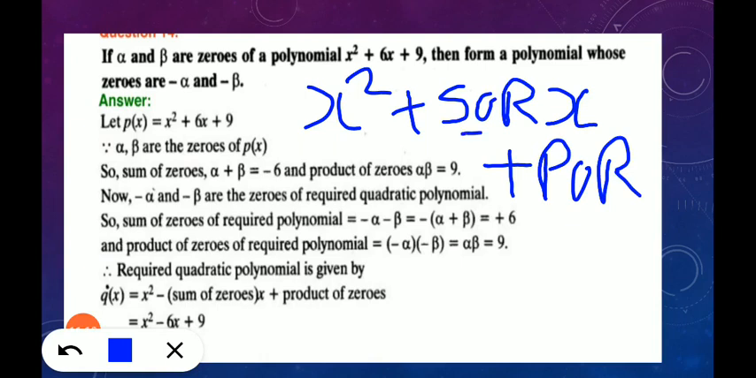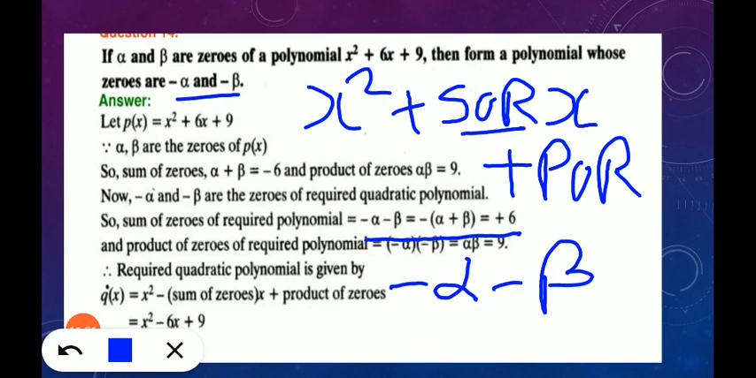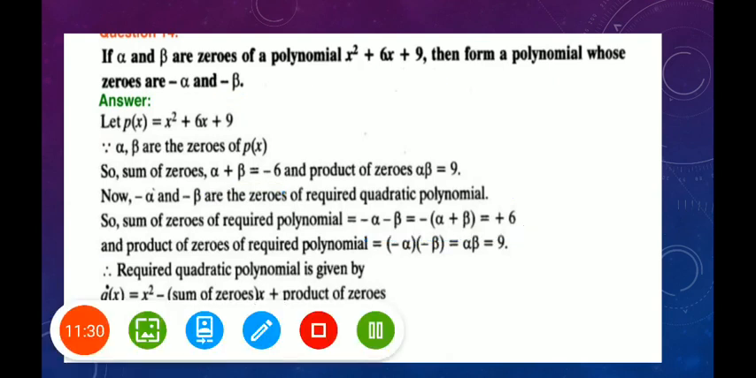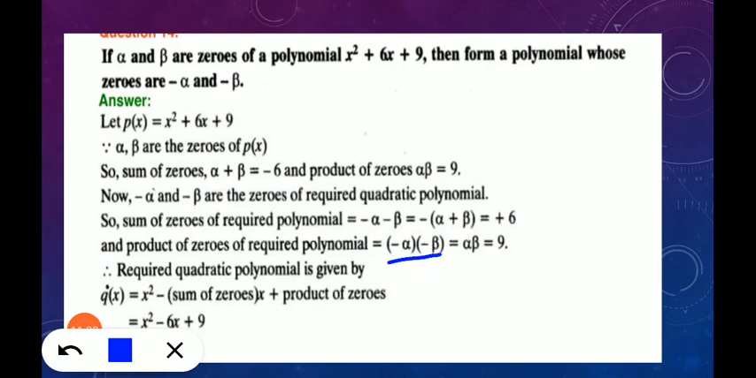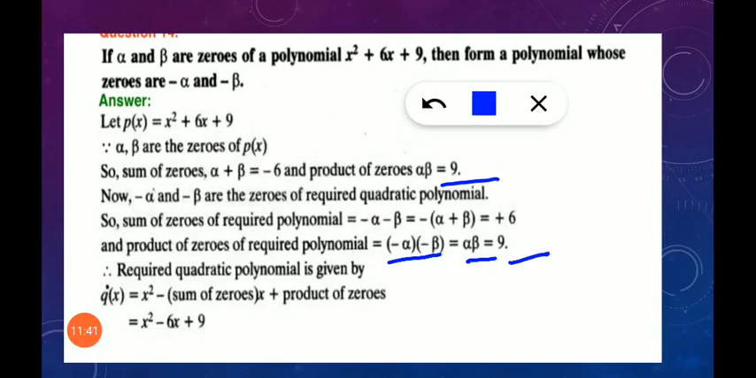Okay, so what we have to find out? Sum of roots. Sum of roots means minus alpha minus beta, which is equal to minus (alpha plus beta), and alpha plus beta is minus 6, so it will come 6. Then product of roots: minus alpha into minus beta is equal to alpha beta, and alpha beta we know is equal to 9. So the required polynomial which we will get is x square minus 6x plus 9. Okay, understood?